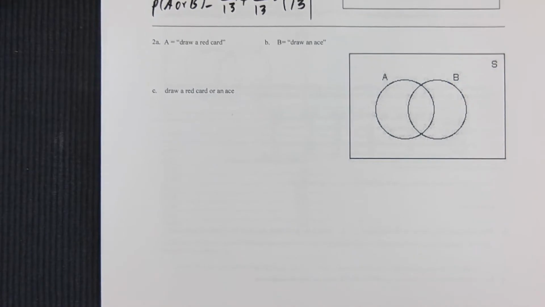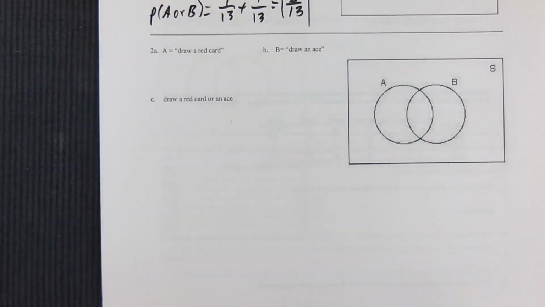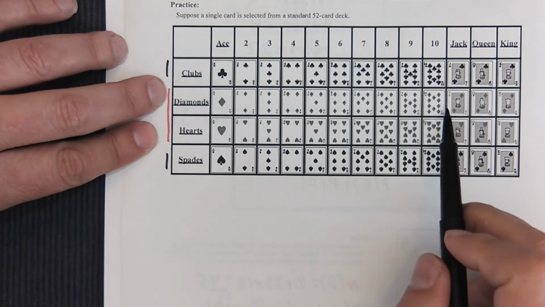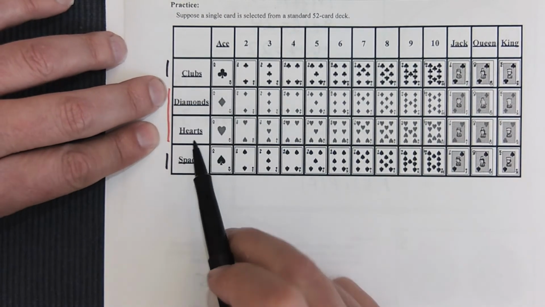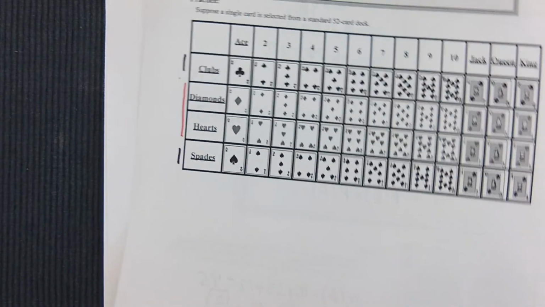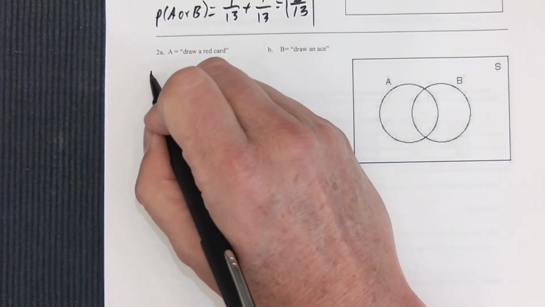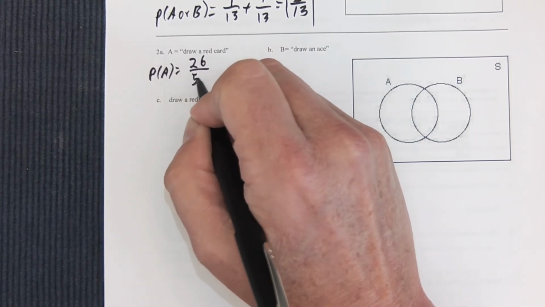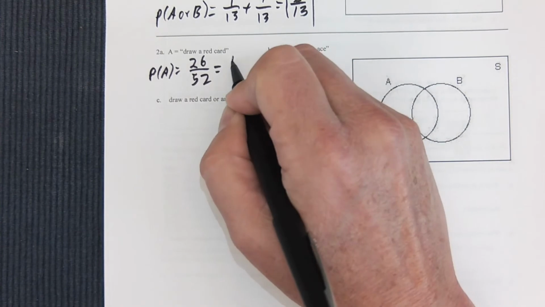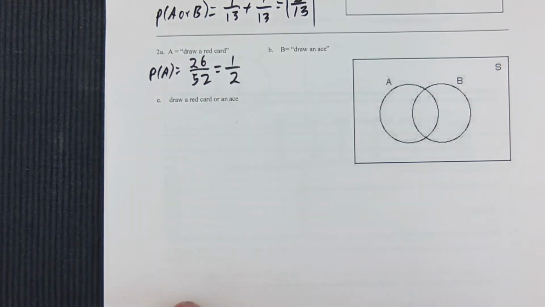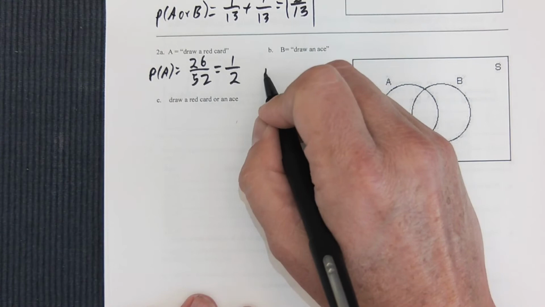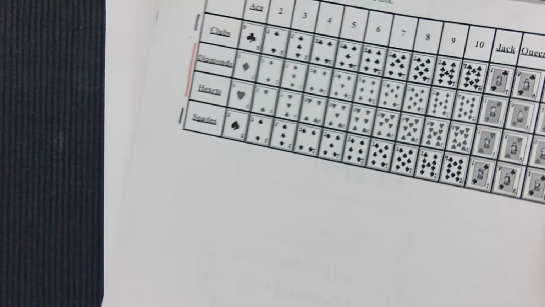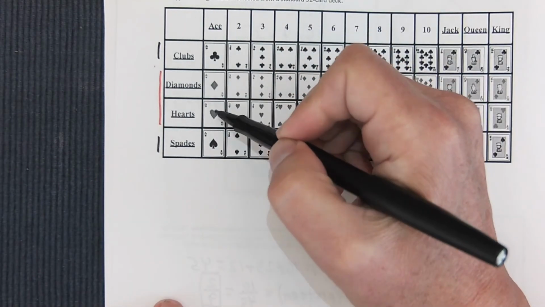What's the probability of drawing a red card? Well, how many red cards are there? Once again, there are 13 in each suit, 1 through 10, and then 3 more. And 2 suits are red. That gives a total of 26 out of 52 cards are going to be red, or exactly 1/2. The probability of drawing an ace, well, let's go back. How many aces do we have? 1, 2, 3, 4 of them.